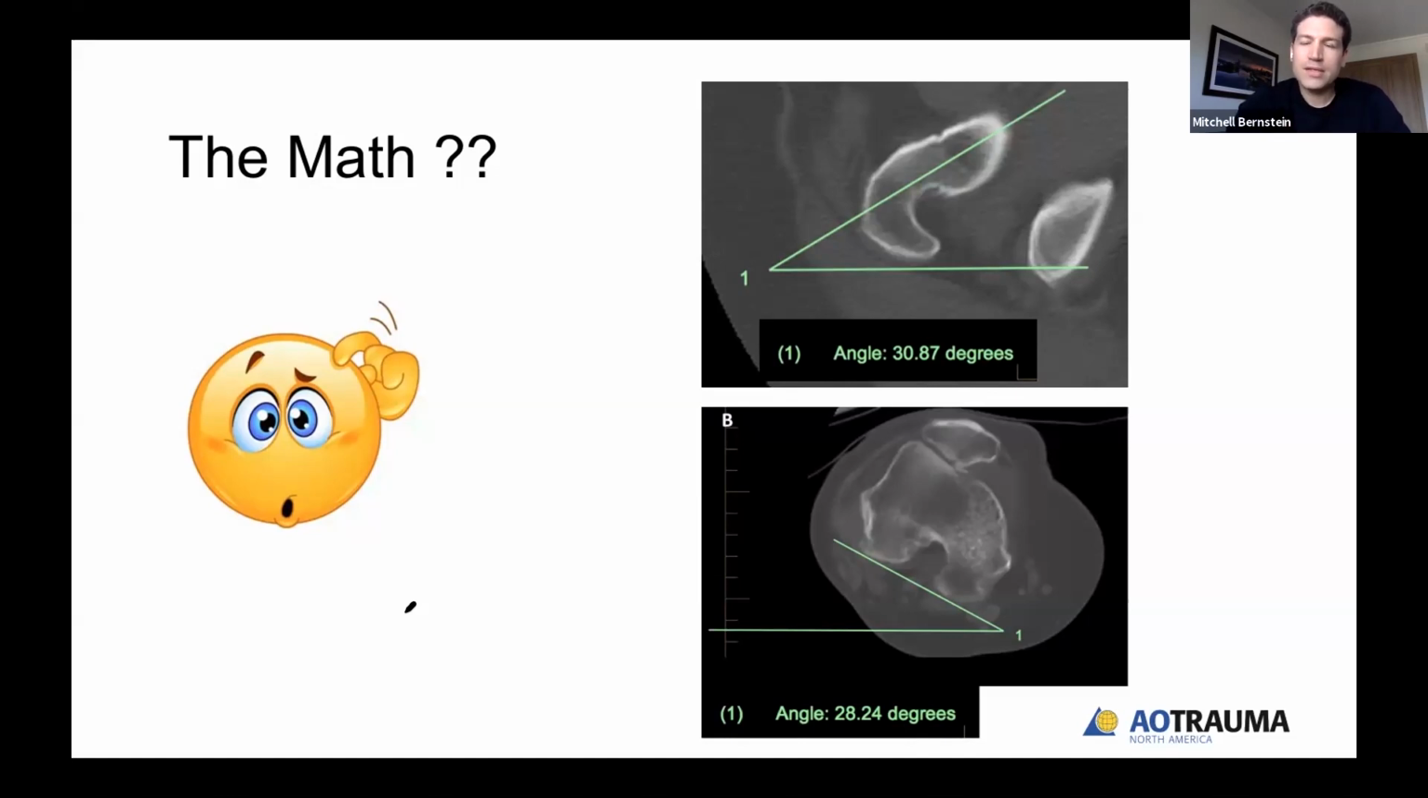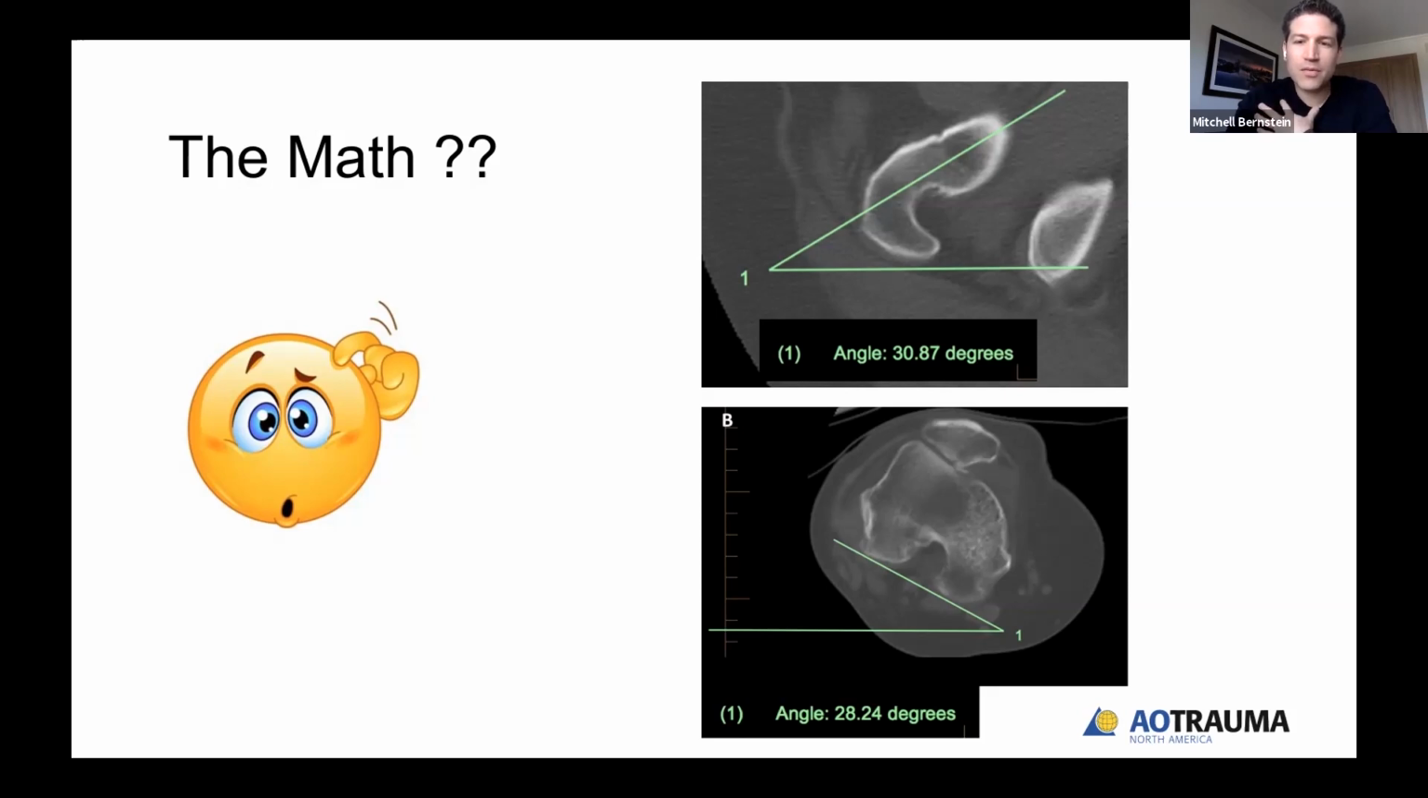You see on the top is cuts through the femoral neck, and you could say that the femoral neck is externally rotated 30.87 degrees. At the level of the knee joint, you can say that the femoral condyles are internally rotated by 28.24 degrees. Up to this point, I have not said anything of value. You can argue my whole talk is anything of value, but I just said nothing of value yet.